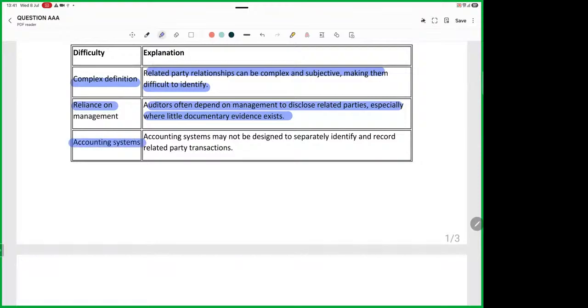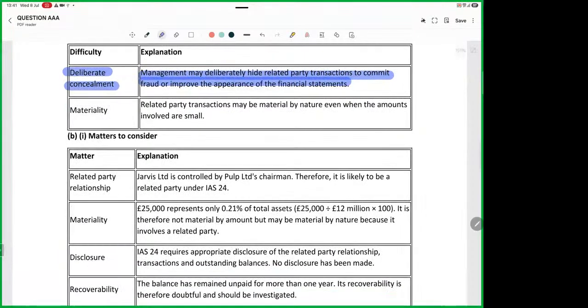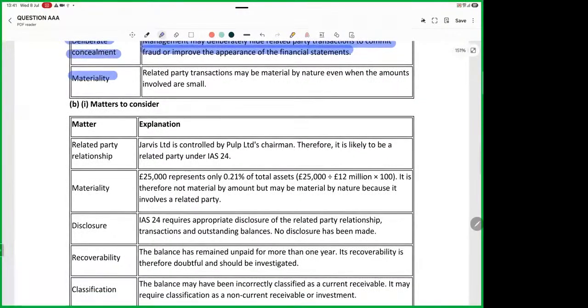Accounting systems have not been designed to capture these related parties. Accounting systems may not be designed to separately identify and record related party transactions. Deliberate concealment: management may deliberately hide related party transactions to commit fraud or improve the appearance of the financial statements. Materiality: related party transactions may be material by nature, even when the amounts involved are small.